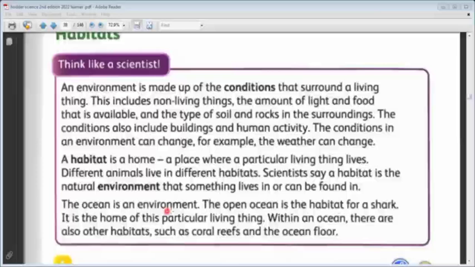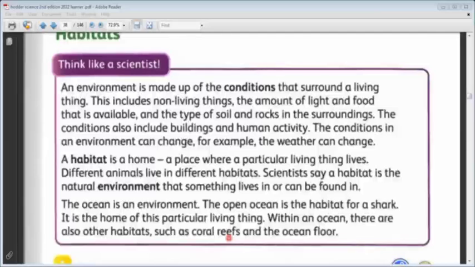The ocean is an environment. The open ocean is the habitat for a shark. Inside the ocean, there is another habitat. Like what? Like the coral reefs. Coral reefs are a habitat for some living things, like coral, which is an animal that lives in the reefs, small fish, small types of plankton, and some types of fish. So the habitat here is the coral reefs. The coral reef is a part of the ocean environment.